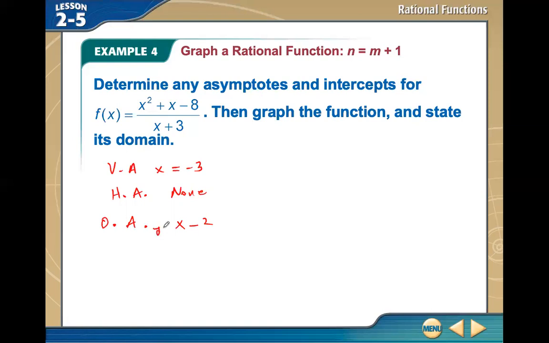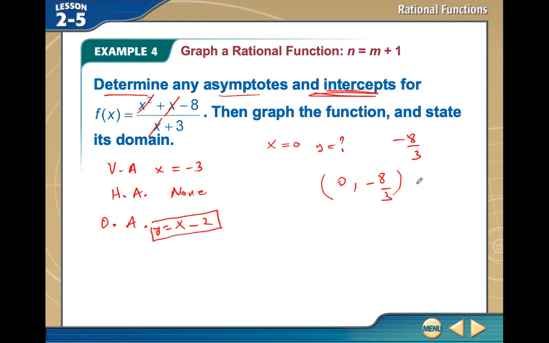Y is equal to x minus two. Now, another question: intercepts. What does intercept mean? When x is zero, what is y? So let's do it. Zero, zero, zero, that means negative eight over three. So zero comma negative eight over three is the coordinate of the y-intercept. What about the x-intercept? When y is equal to zero, what is x?